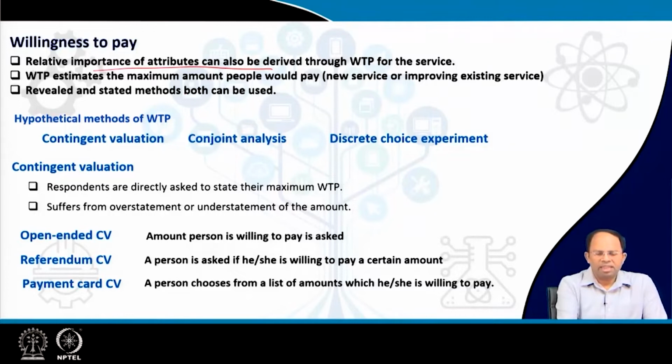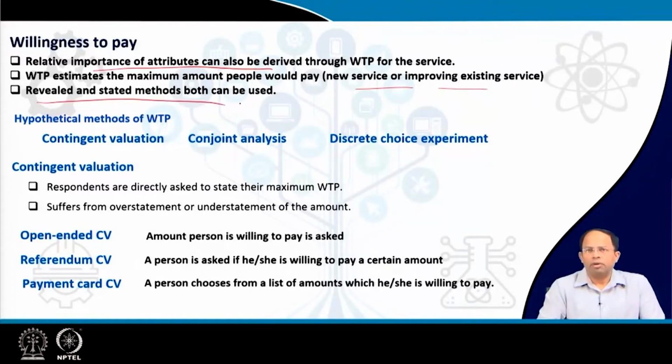WTP estimates the maximum amount people would pay for a new service or for improving an existing service, and again we can use both revealed and stated methods for determining willingness to pay. How do revealed methods work? We can actually provide the service and ask for a particular price, and if they pay that price, that means they are willing to pay that. For another area, we can set another price and see how much people are willing or not willing to pay. If I get that kind of data, that's revealed data.